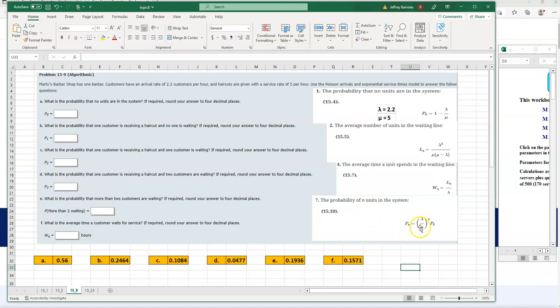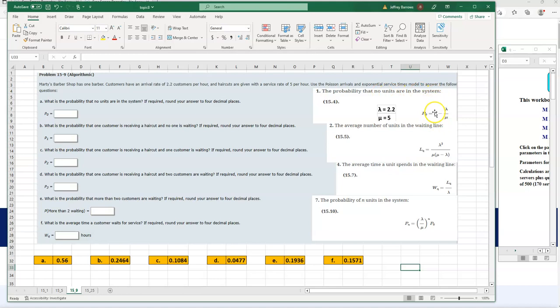Let's see the notation here just to make sure that we're clear. I've listed up here, lambda is the number of arrivals per hour, so 2.2 per hour. And the average time that it takes to get a haircut is 5 minutes. Hopefully you don't have a lot of hair if you go to Marty's, right? So the probability of n units in the system is lambda divided by mu raised to the n power times P0. What is P0? P0 is the probability that no units are in the system.